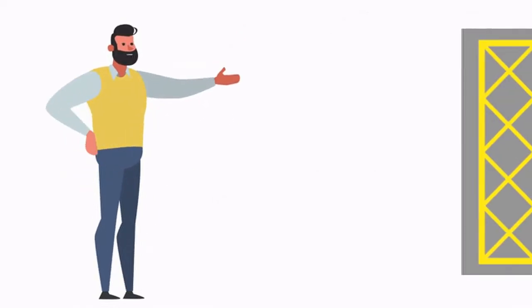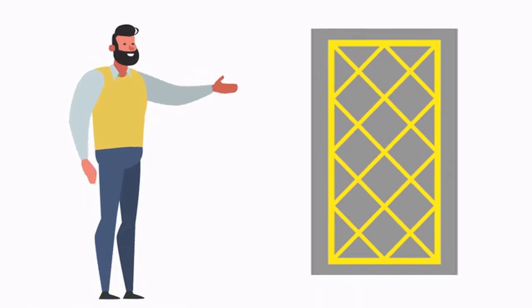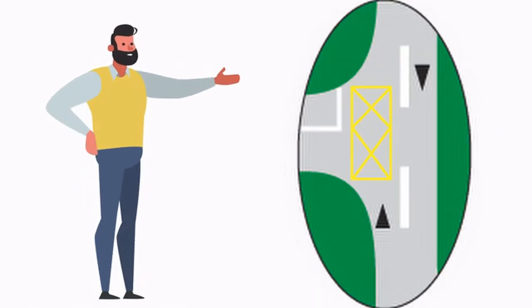This is the box junction. The purpose of the box is to prohibit drivers from stopping in the demarcated area, because this could prevent other traffic from turning or driving further forward.